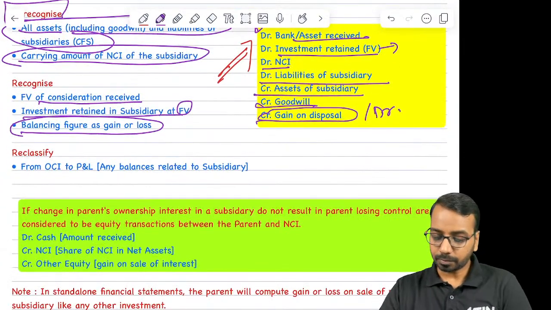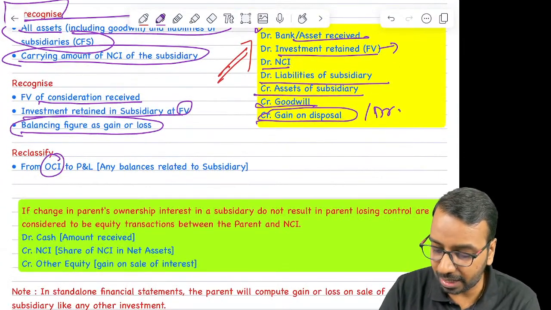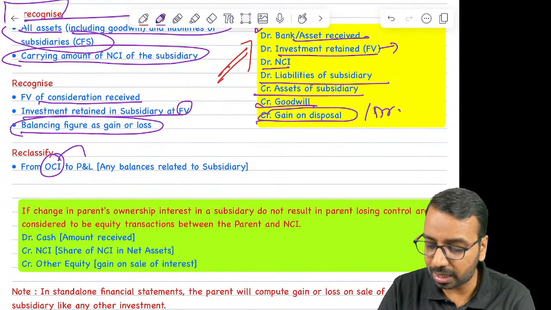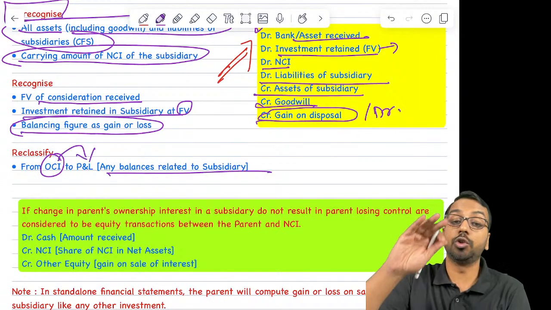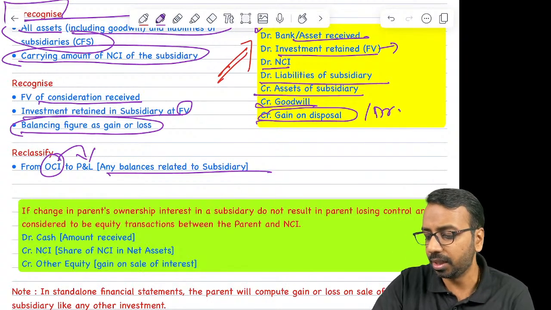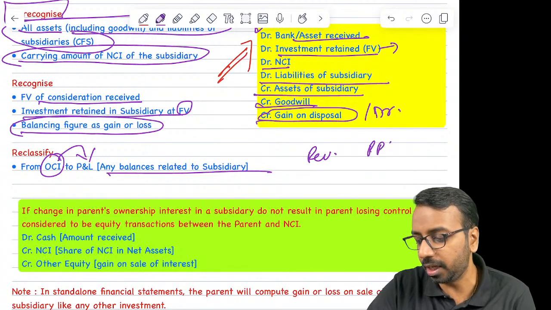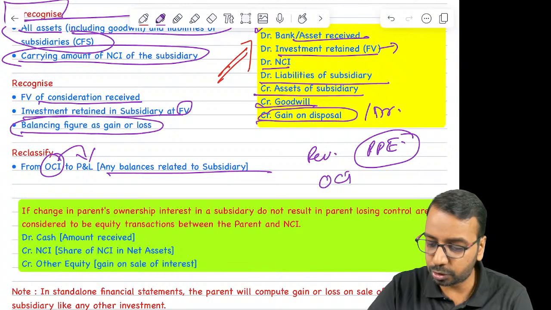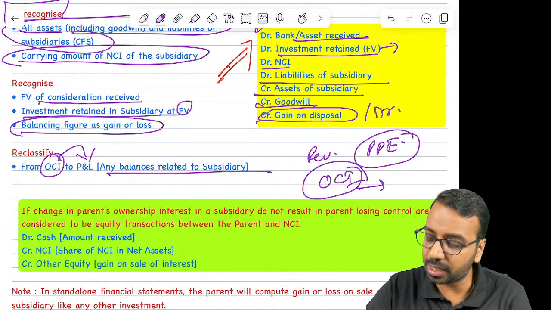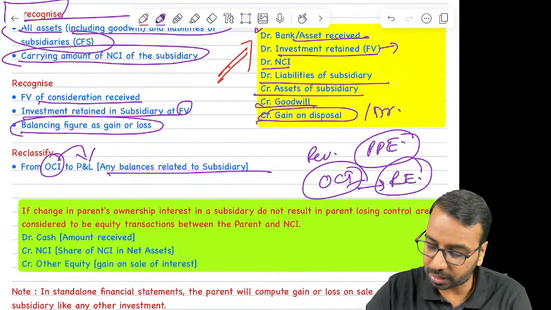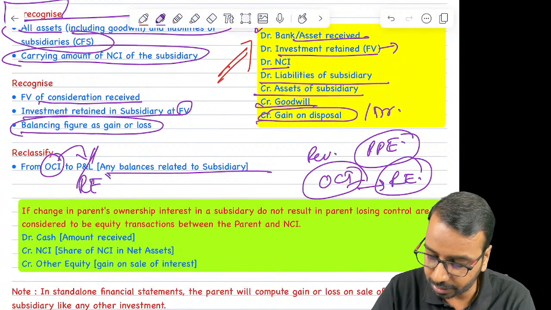If at all there is any OCI balance related to the subsidiary, you will reclassify that to P&L as if you have disposed the underlying asset. For example, if there is a revaluation reserve on PPE, this you will show as OCI. This OCI, when you sell, you transfer to retained earnings, right? So that you will transfer to retained earnings, not P&L.